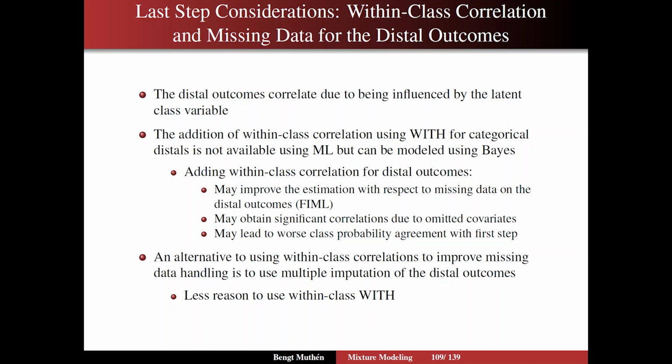So an omitted covariate causes the within-class correlation. In that case, it may lead to worse class probability agreement with the first step because it's a misspecified model. You should really bring in the covariates. Now, an alternative to using within-class correlations to improve missing data handling is to use multiple imputation for the distal outcomes. We talked about it for the X's, for the covariates, but it can also be used for the distal outcomes. And in that case, there would be less reason to use within-class WITH.